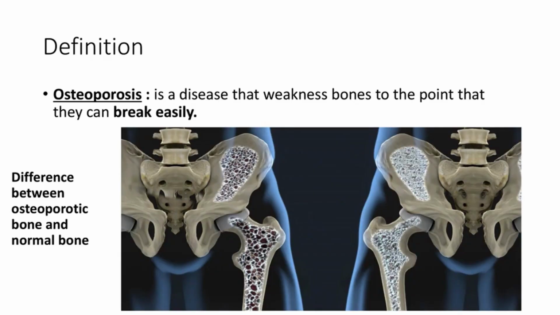Osteoporosis is basically a disease that weakens the bone to a point that they can break easily. In the picture, you can also see that there are two hip joints, and one of them is porous and shallow, while the other one is normal and dense. So this shows that it's such a deadly disease that it makes your bone weaker, and it resorbs the minerals from inside the bone to the blood outside of the bones.